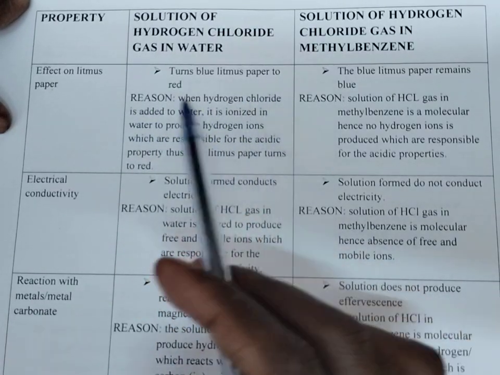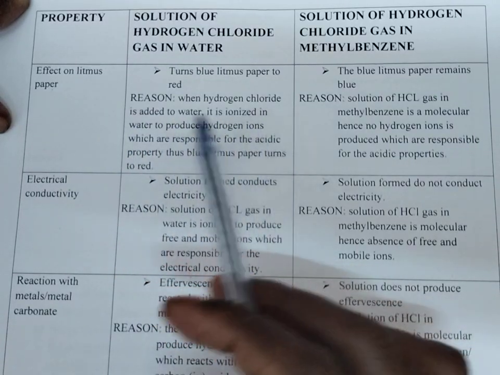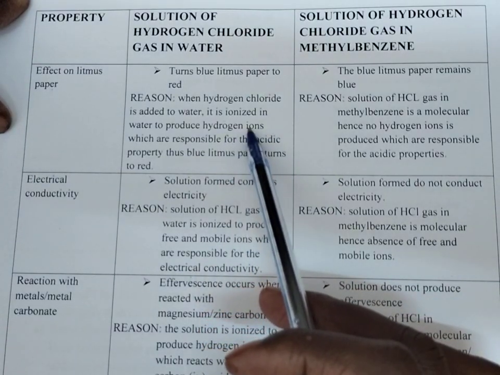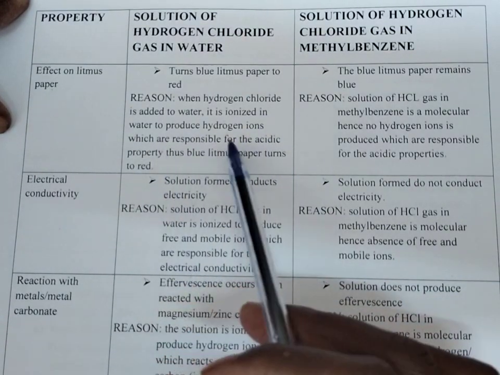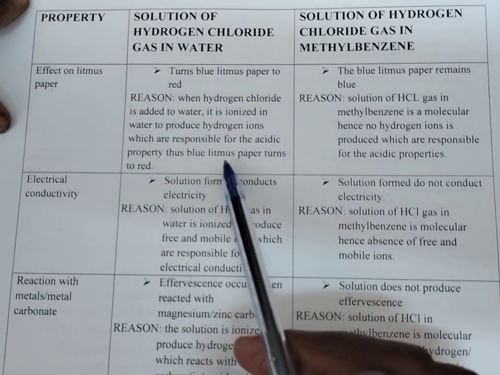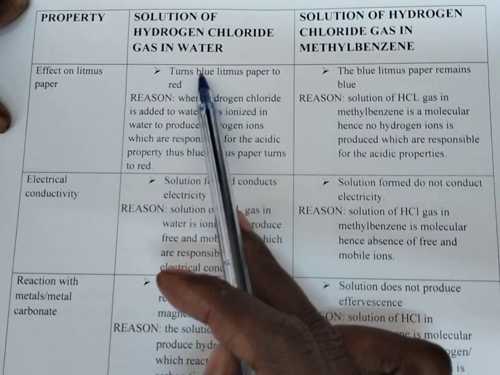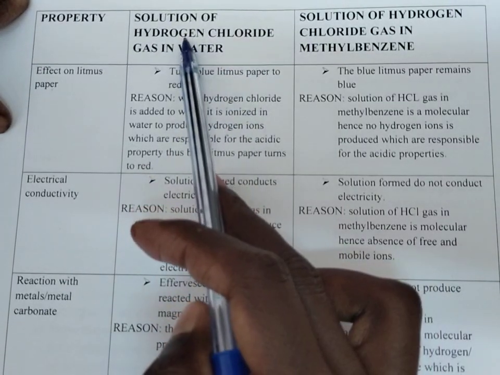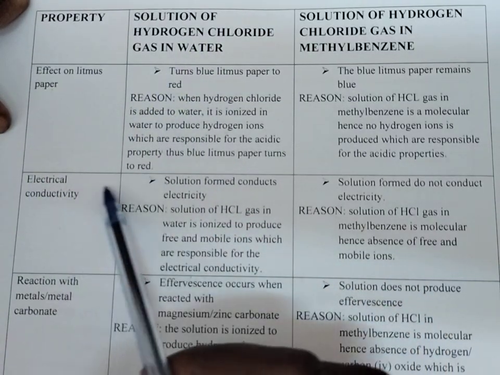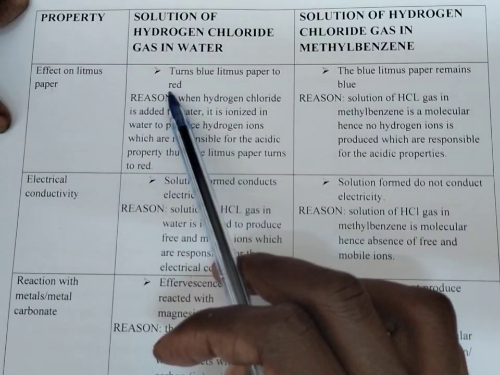When hydrogen chloride gas is added to water, it is ionized in water to produce hydrogen ions, meaning it dissociates in the water to produce hydrogen ions, which are responsible for the acidic property. Thus, blue litmus paper turns red. The property that we are seeing here is that the blue litmus paper turns red. Why? Hydrogen chloride gas dissociates in water to produce hydrogen ions, and hydrogen ion is the one that has the acidic property. So acid turns blue litmus paper to red.